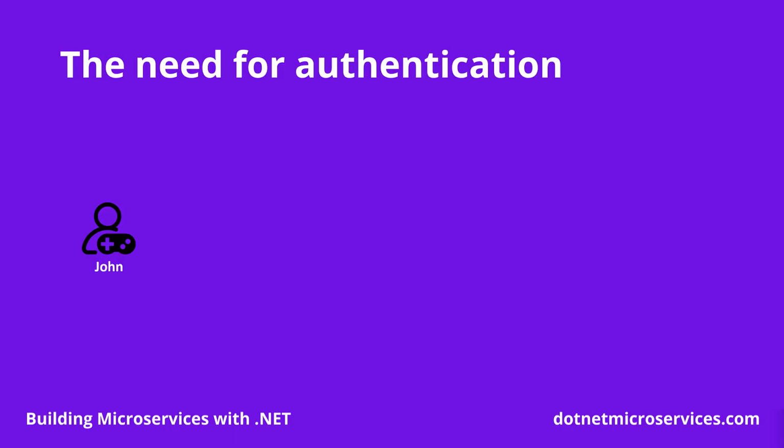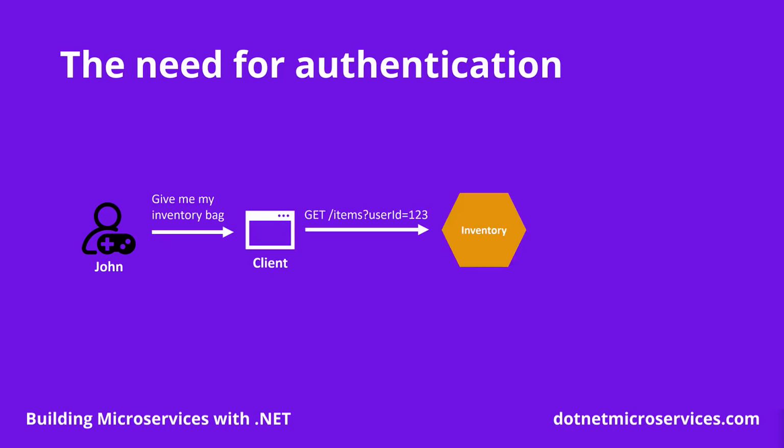John, one of our players, would like to see the items in his inventory back. He would request his inventory via his preferred client, and this one in turn would send a GET request to the inventory microservice, asking for all items associated to the specified user ID. Normally, the inventory microservice would just return the items.